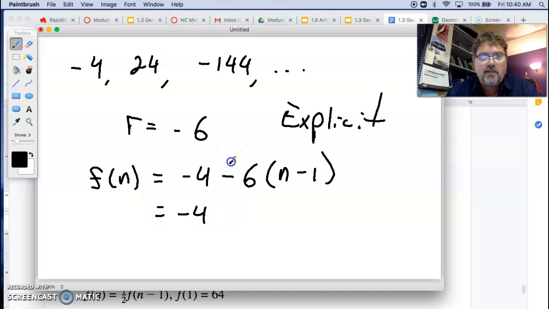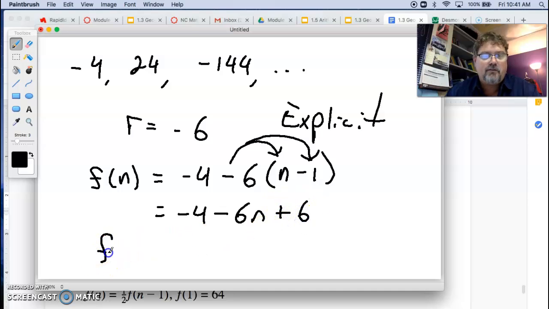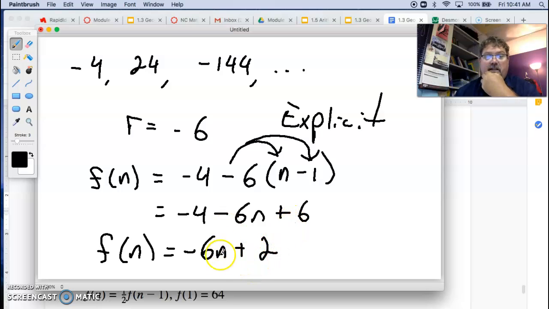And always, I like to simplify these. Okay, so we're going to distribute -6 to n, -6 to -1. So you get -6n plus 6. And our final simplified version, we got to put this thing out front. I like it to be in order. 6 minus 4 is 2. And this will give you your sequence. Put in n as 1, you get -4, and so on.